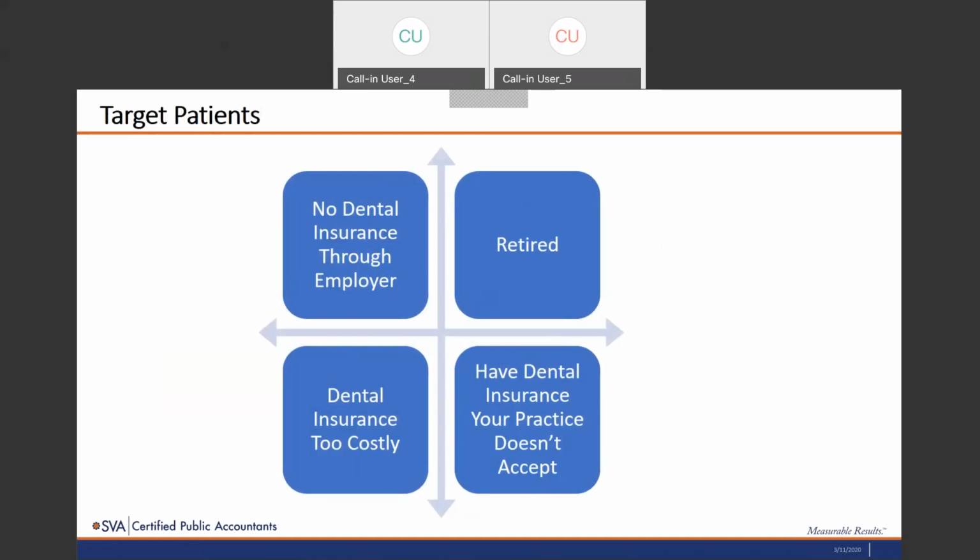They might work for an employer who's really small and doesn't offer dental insurance. They might have their own business, be an independent contractor, and don't have access to a dental insurance plan through work. So they can be a great group of patients to look at and target with a new dental membership plan in your office. Retired patients are also a great population to go after.